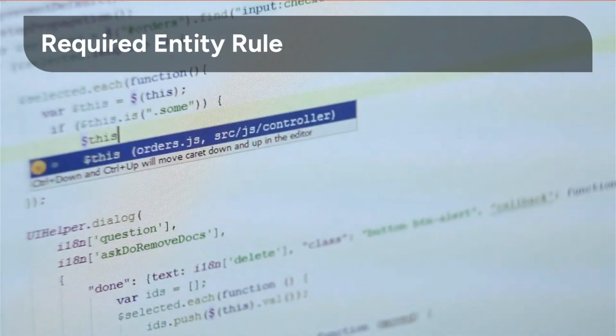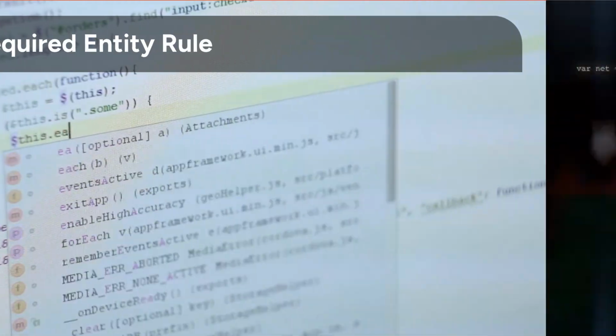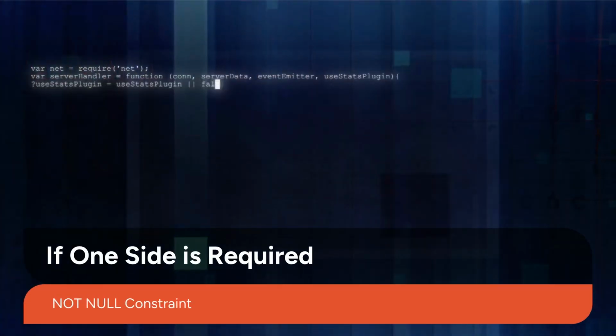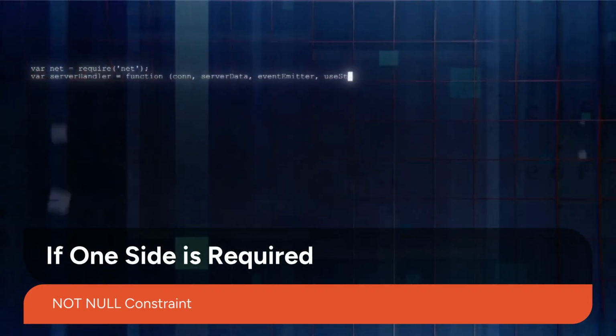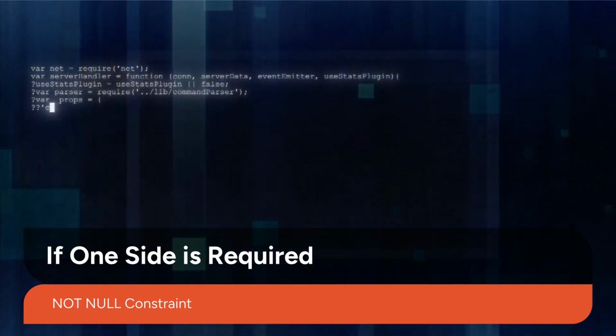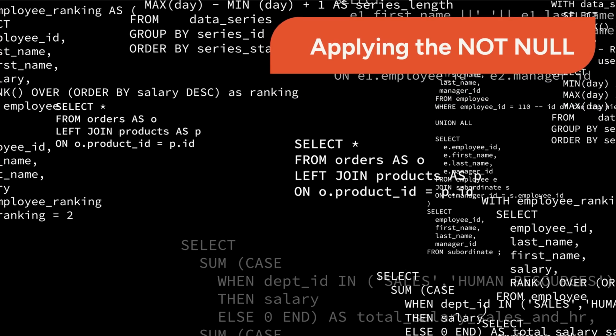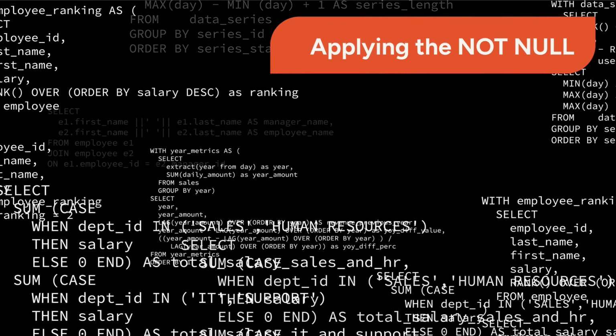Now let's consider the required entity rule in our design. If the entity on the one side is required, the foreign key column on the many side must also be required, using the not null constraint. This is how we ensure data integrity in our SQL implementation.